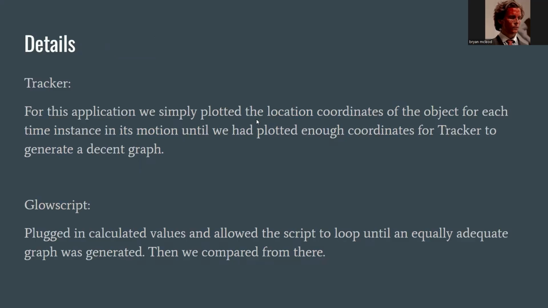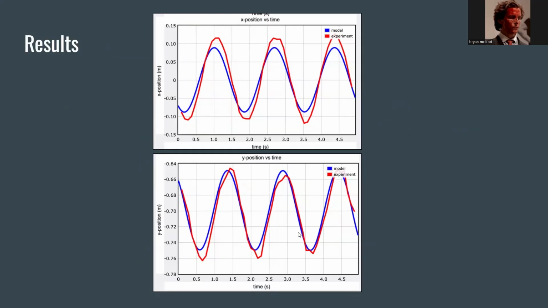Tracker, for this application, we simply plotted the location and coordinates of the object for each time instance in its motion until we had plotted enough coordinates for Tracker to generate a decent graph. GlowScript, we plugged it in to calculate the values, which allowed GlowScript to loop until an adequate graph was generated. Then we compared from there.